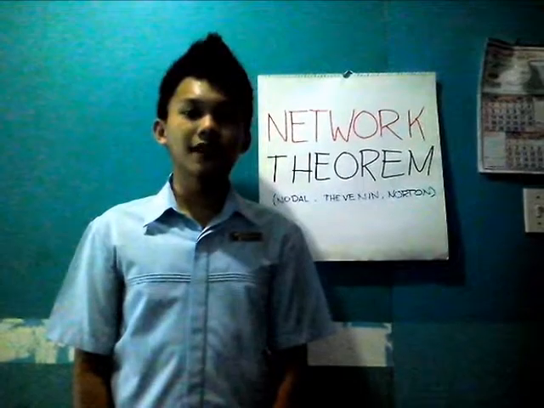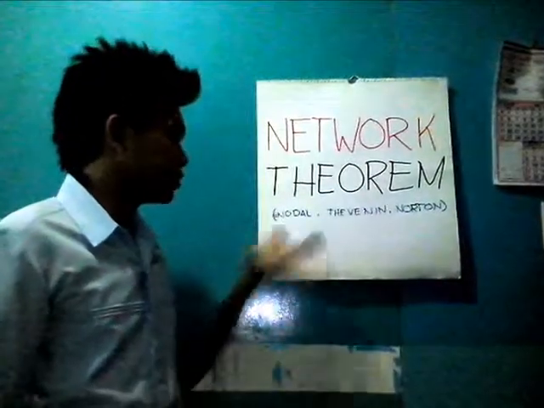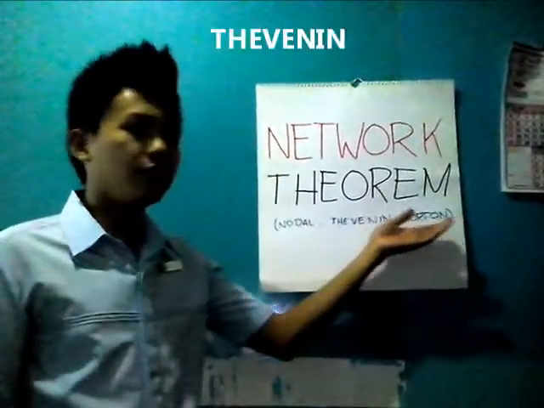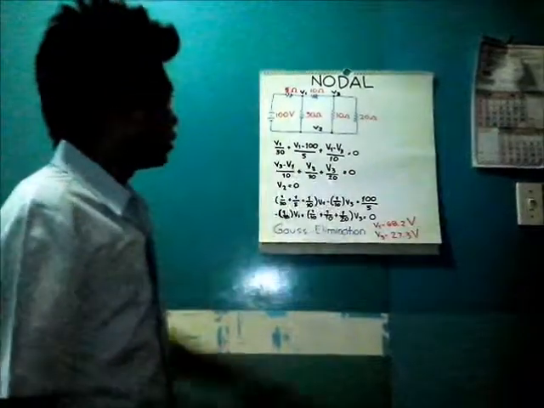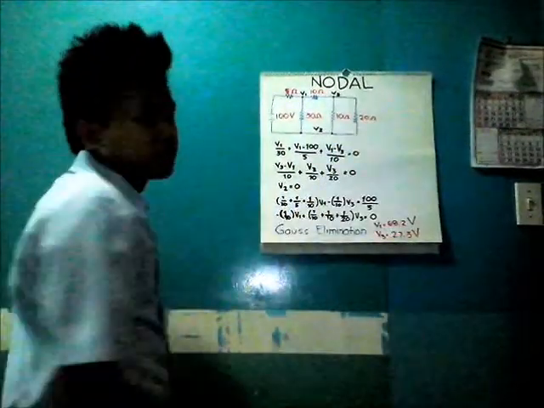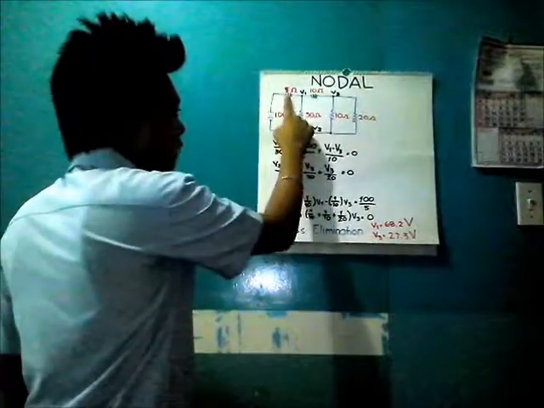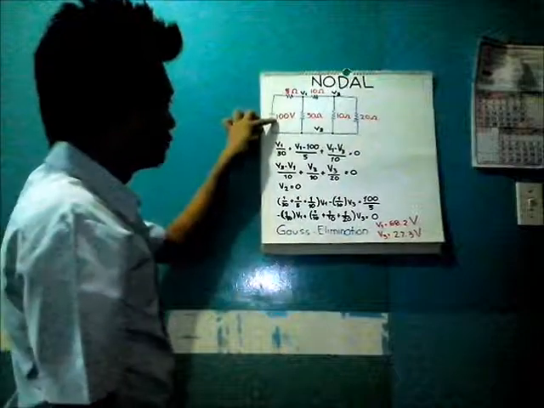Hello, we are here to discuss circuit analysis using network theorems: nodal, Thevenin's, and Norton's. Theorem number 1, nodal. As we can see, we have 5 resistors: 5, 10, 30, 10, and 20 ohms, with a 100 volt source.